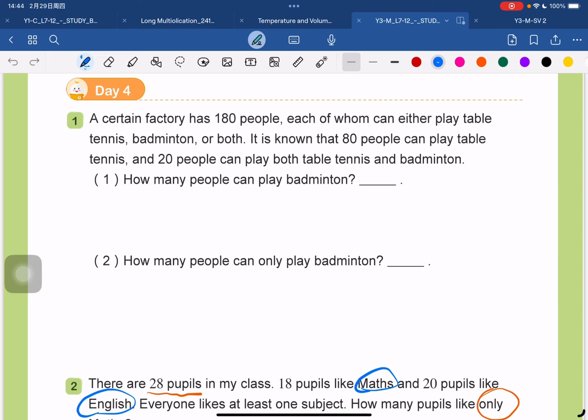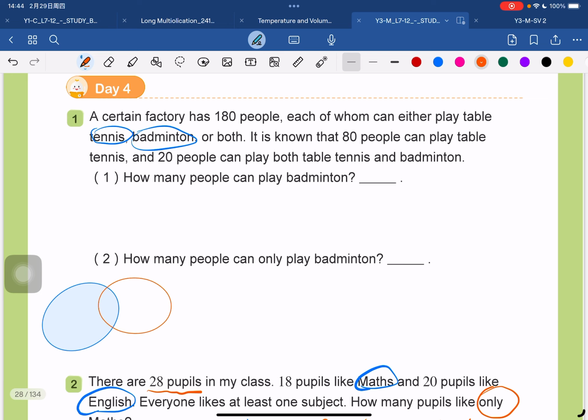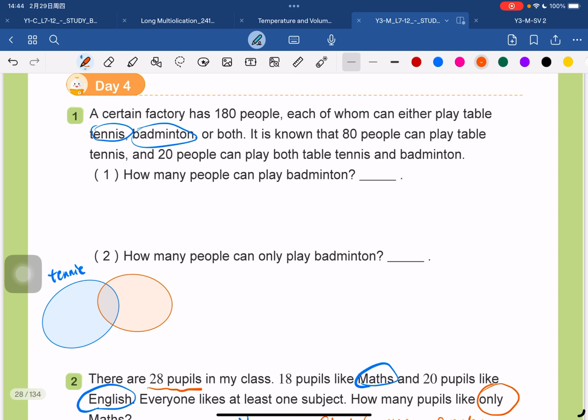So for this question, if we want to know the exact number for each group, what we can do is draw a Venn diagram to help us. In this question, we have two different groups. One is tennis, the other is badminton. So we can draw two circles to stand for the groups. Let's do it like this. For this one, we can label it tennis, while for the orange group, we can label it as badminton.